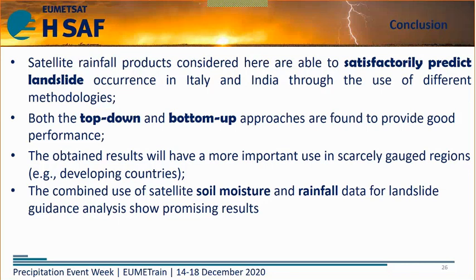As I was saying, the obtained results will have a more important use in scarcely gauged regions, for instance, developing countries, as they don't have a dense monitoring network. So satellite rainfall data can be very useful in that situation. And the combined use of satellite atmosphere and rainfall data for landslide guidance analysis shows promising results.